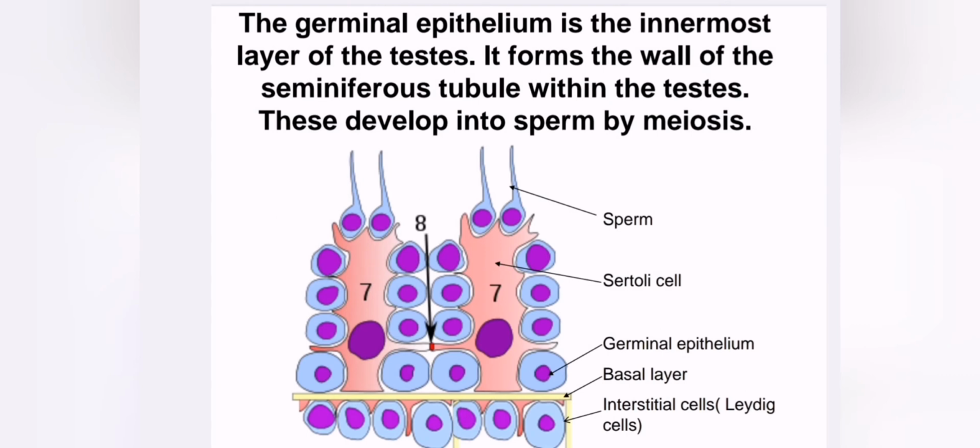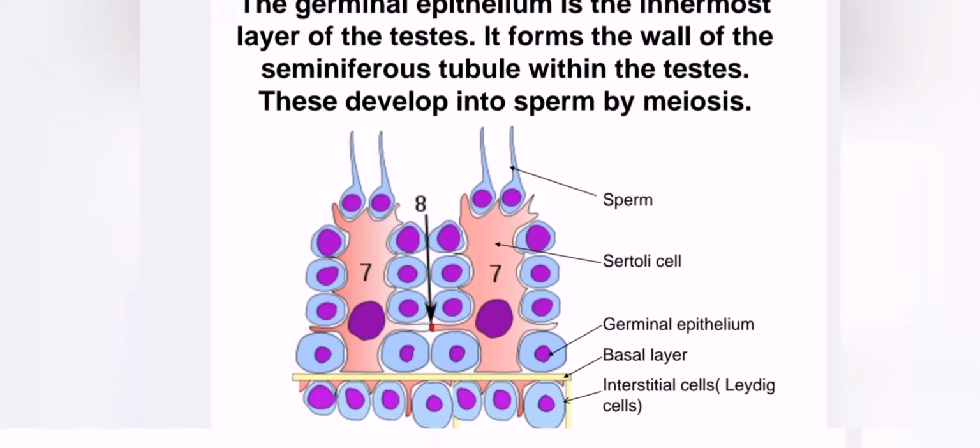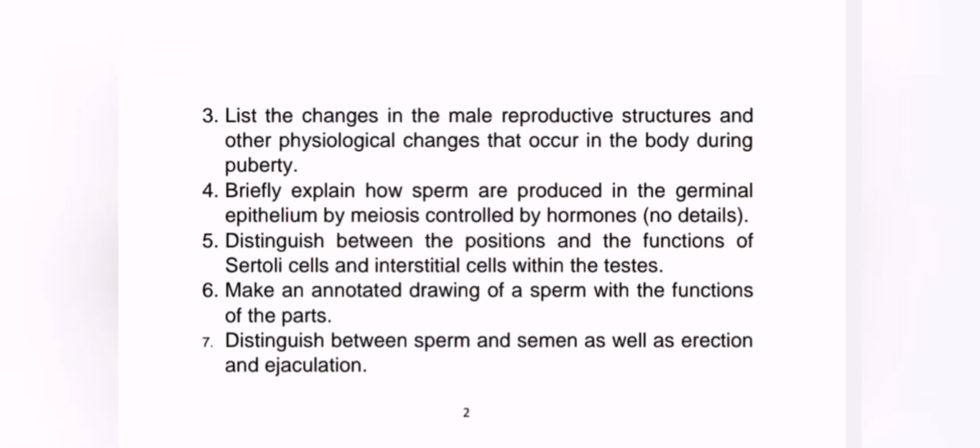Perhaps it's easier just to look at a drawing, because when we look at the drawing, we can see the germinal epithelium cells is the outermost layer inside the seminiferous tubules. It forms a wall inside the seminiferous tubules within the testes, and then from this layer of germinal epithelium cells, the sperm develop through a process called meiosis. Now, meiosis is very shortly what we did in grade 10, but we will soon look at that in more detail.